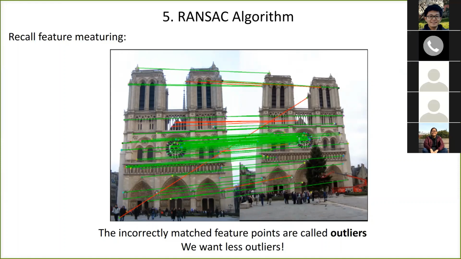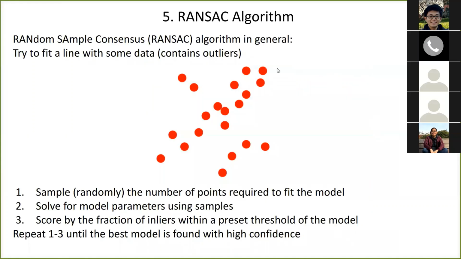So this requires the RANSAC algorithm. RANSAC is actually called the random sample consensus algorithm. In general, we'll first go through a very simple example to see how RANSAC works, and later on we introduce how RANSAC can contribute to the computation of the fundamental matrix.